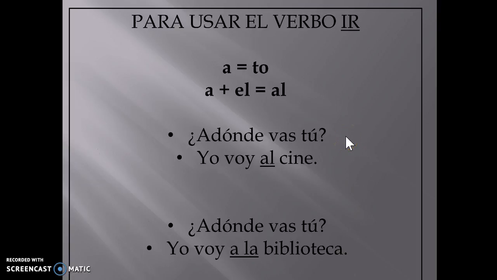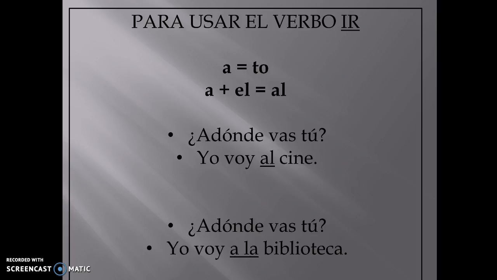When we use the verb ir, we're often talking about to where we are going. So it's going to be very important for you to know that the word a means to. If we're talking about to where we're going, we'll often see that word a in the sentence. One thing that you absolutely must be aware of is that you cannot say a el.